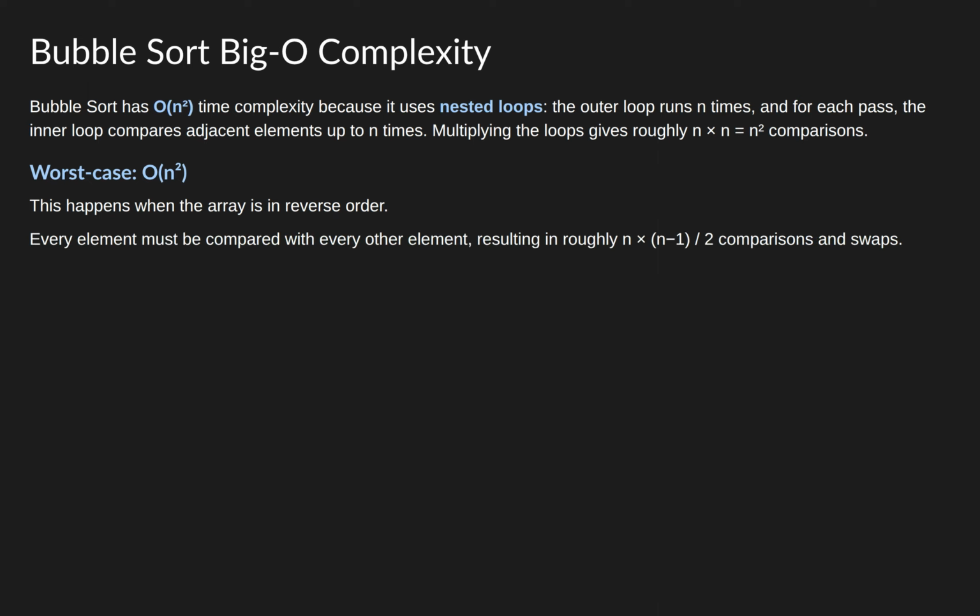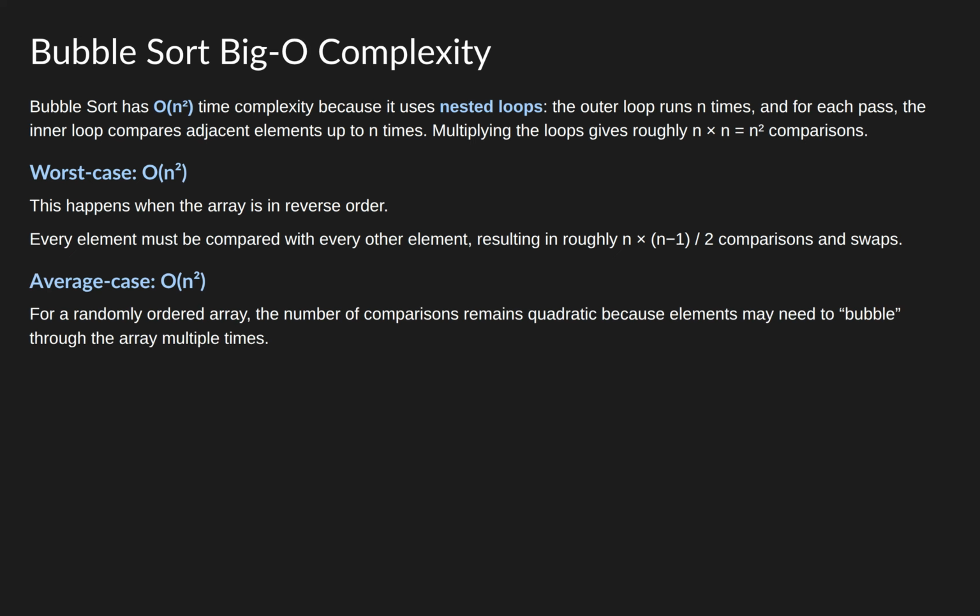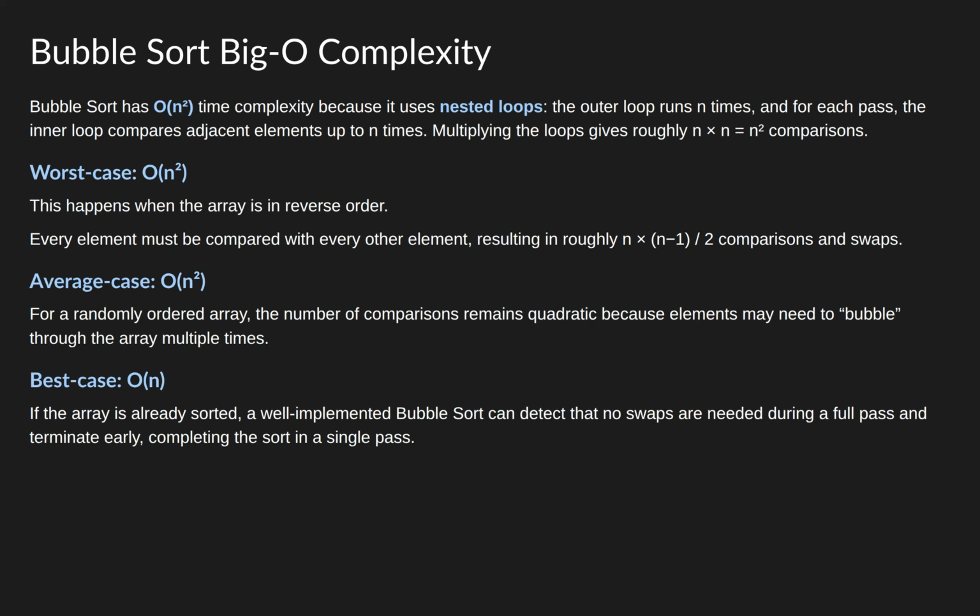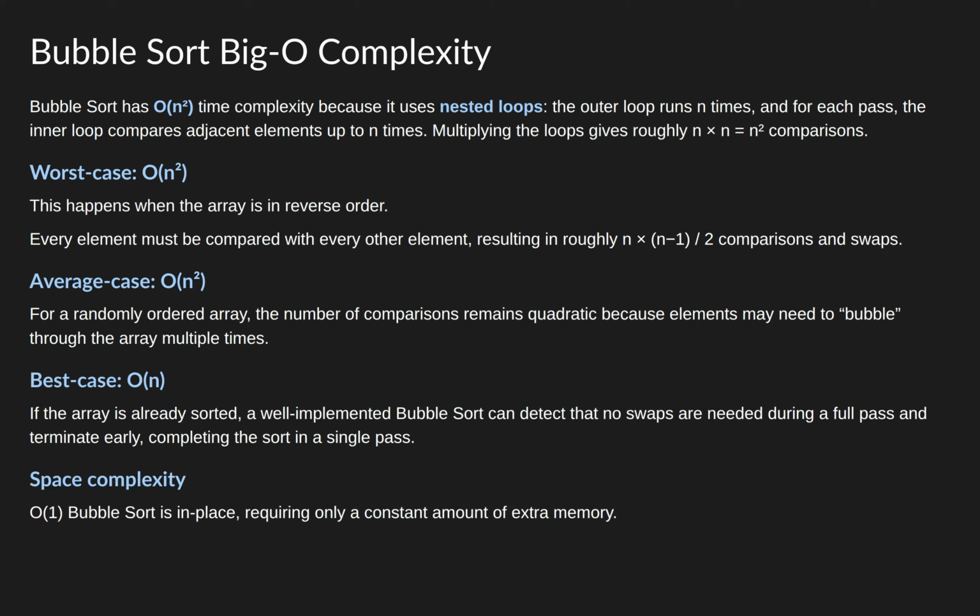Every element must be compared with every other element, resulting in roughly n times n minus 1 divided by 2 comparisons and swaps. Average case, O(n squared). For a randomly ordered array, the number of comparisons remains quadratic because elements may need to bubble through the array multiple times. If the array is already sorted, a well-implemented bubble sort can detect that no swaps are needed during a full pass and terminate early, completing the sort in a single pass. Bubble sort is in place, requiring only a constant amount of extra memory.